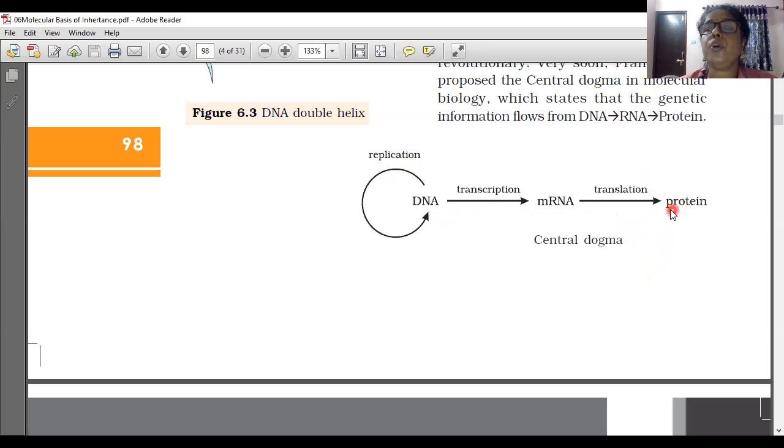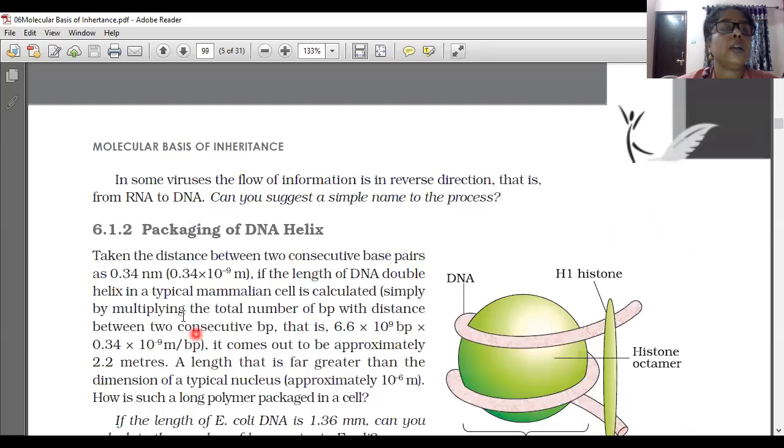Messenger RNA to protein is called translation. This is called the central dogma. In some viruses, the flow of information is in reverse direction, that is, from RNA to DNA.